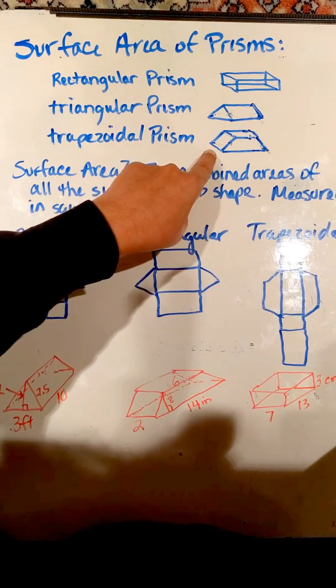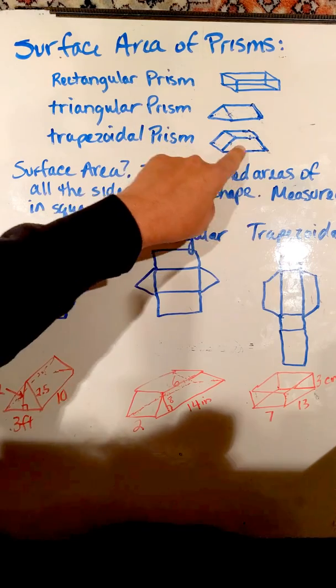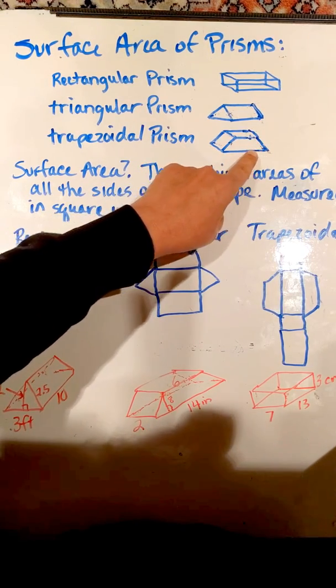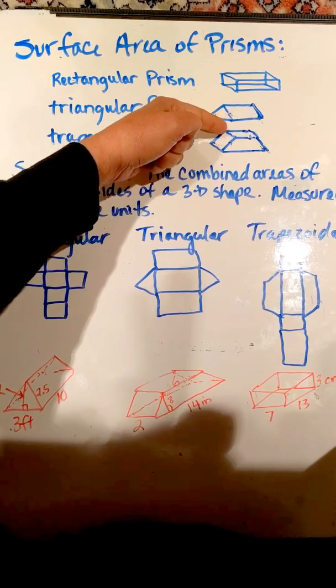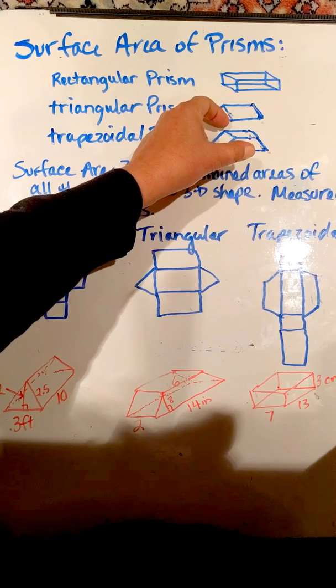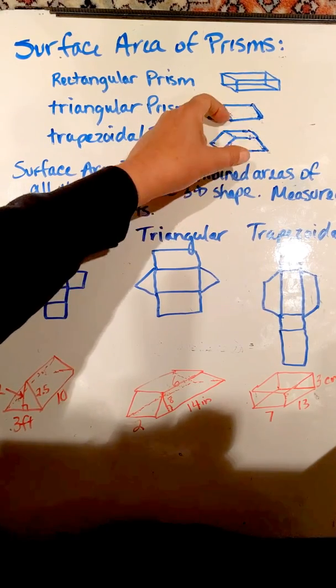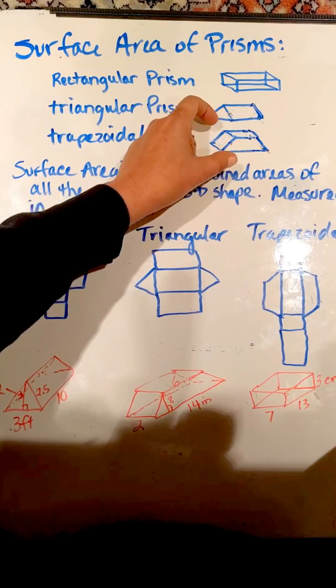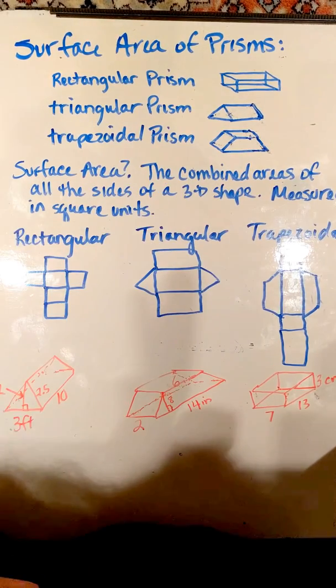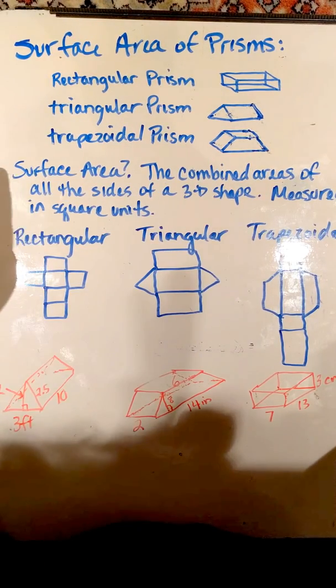And a trapezoid, again, here's our trapezoid. It's this face right here. And there's one on the other side of this trapezoidal prism. So again, look at it as a sandwich with trapezoids being the bread. And inside here, there's all this other stuff. So we're going to talk about surface area.